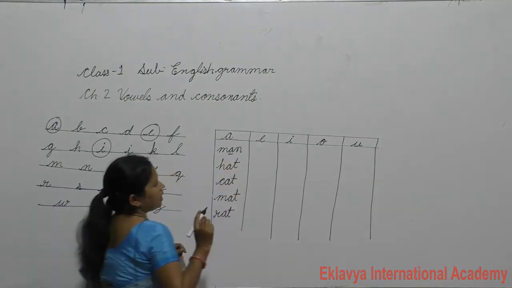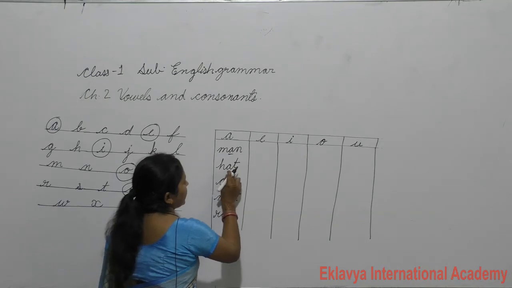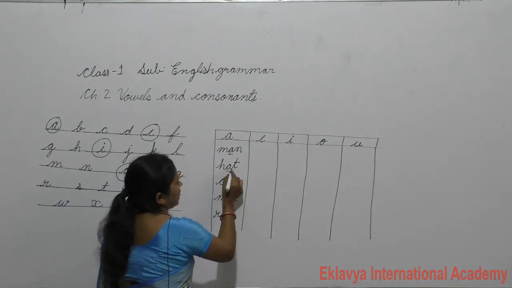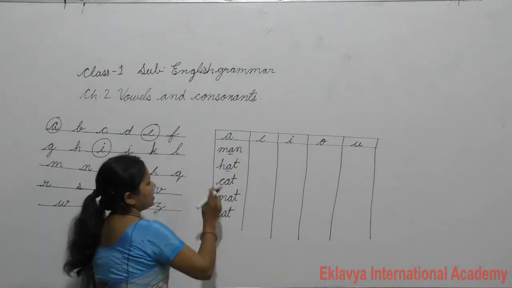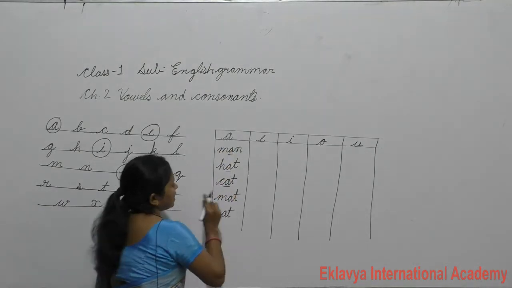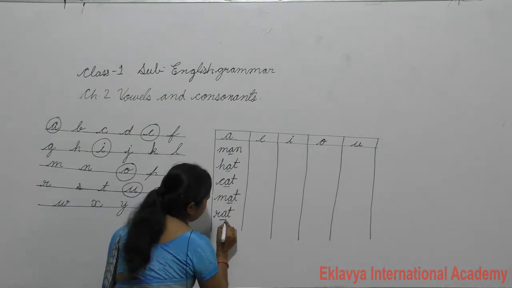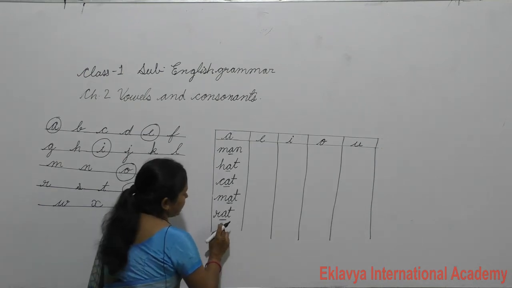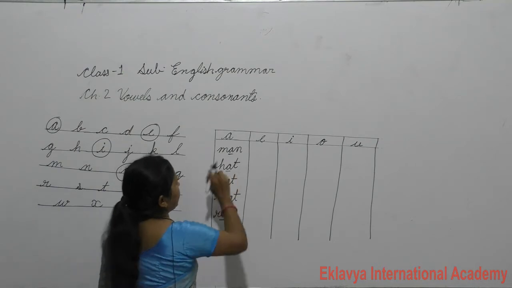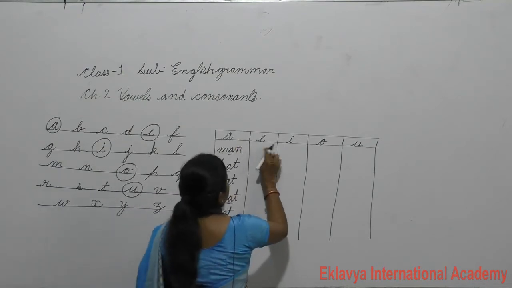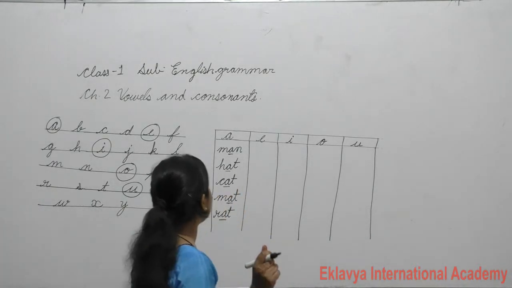M-A, A, vowel. H-A-T: here A, the letter A is a vowel. C-A-T, cat, A. M-A-T, mat. R-A-T, rat, and the middle letter is A. Next is E. Students, you read these sound words in UKG class and prep class also.